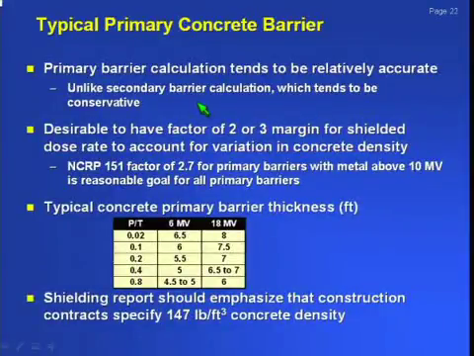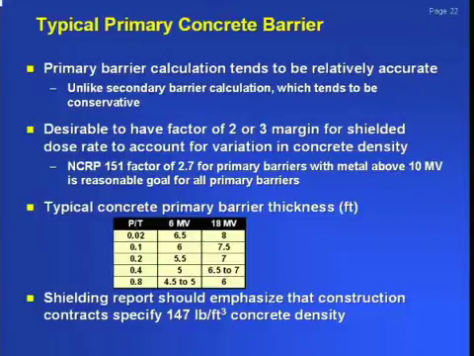What is a typical primary concrete barrier? Well, the calculation leads to relatively accurate numbers. For your primary calculation, we really do have this down in NCRP 151. Using these values, you will come out very accurate, or relatively accurate, on your verification of your safety survey to your calculation. It is highly recommended according to NCRP 151 and Pat McGinley's book also.